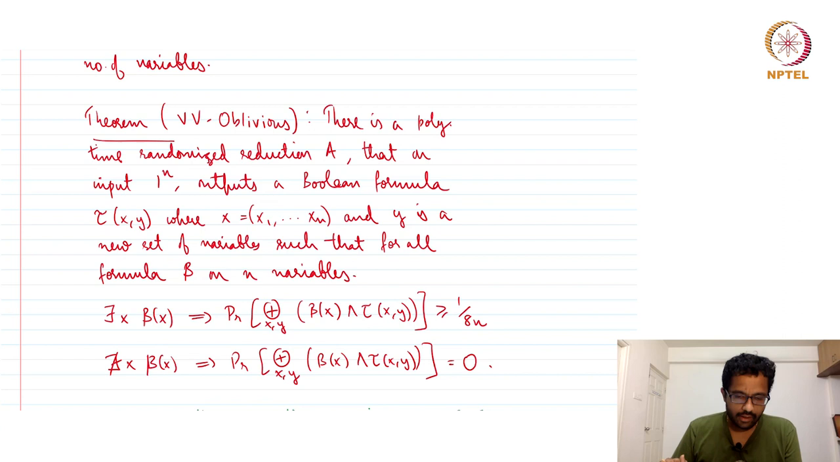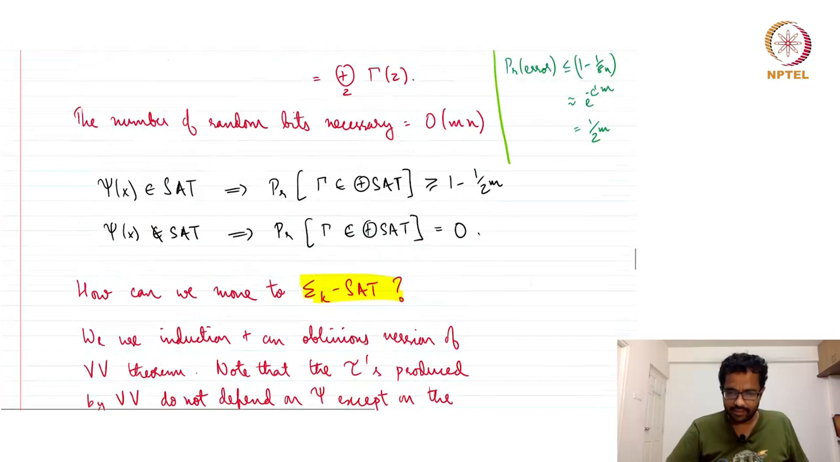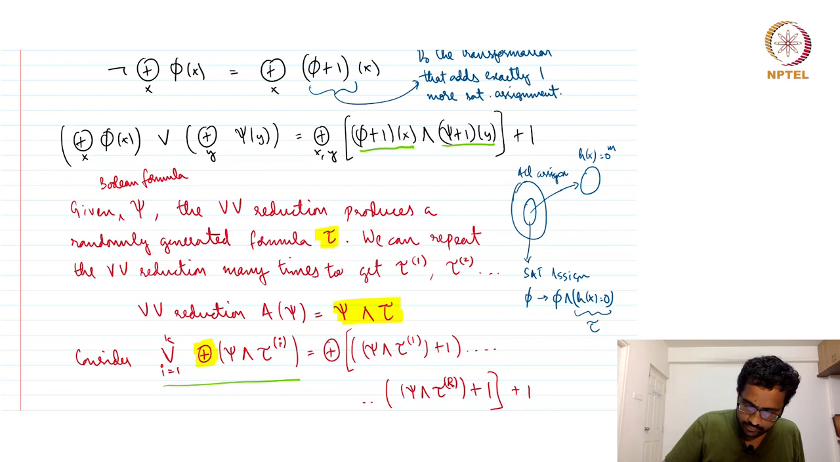Now this is again the Valiant-Vazirani theorem, but stated in a slightly different form. I already mentioned these points. If there is a formula beta on n variables, Valiant-Vazirani says that if beta is satisfiable, then we will produce another formula probabilistically such that the other formula has exactly one satisfying assignment with some probability. And we notice that this construction is independent of beta except for the number of variables. It works for any beta over the same number of variables. I already said this over here.